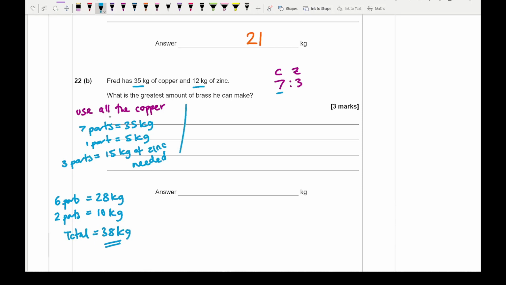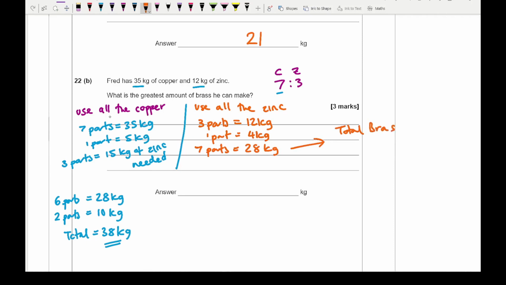So then if we decide to use all the zinc, then here 3 parts is going to equal 12 kilograms of zinc. So that means that 1 part is going to equal 4 kilograms. So then 7 parts is therefore going to be 7 times 4, which is 28 kilograms. So looking at the total amount of brass, we have got 35 kilograms of copper and we only need 28, so that's going to be 28 plus 12, which gives us an answer of 40 kgs.